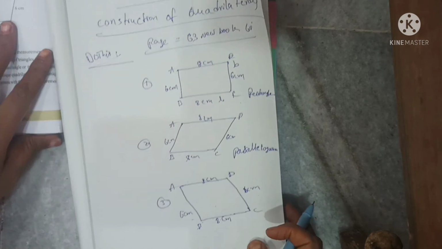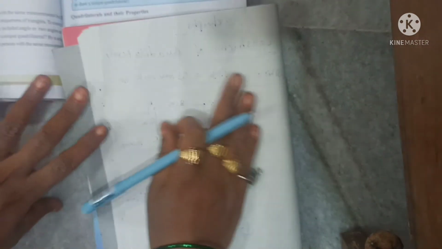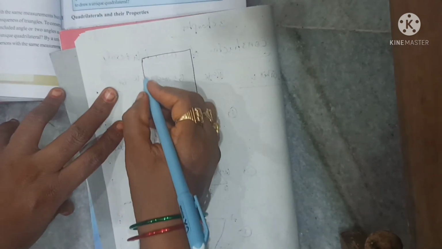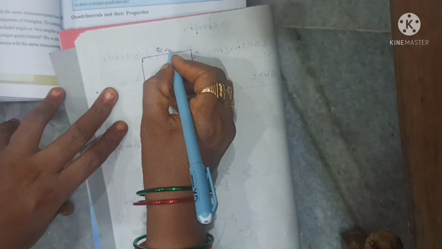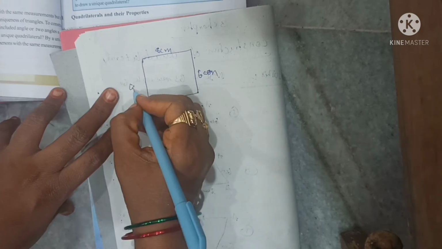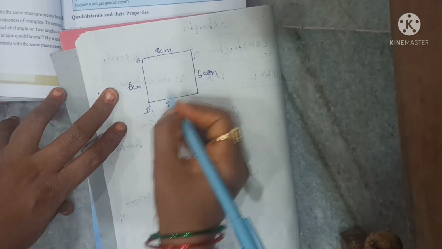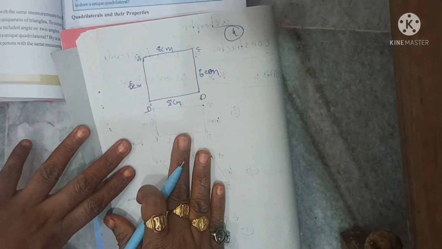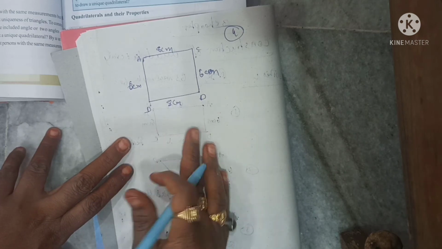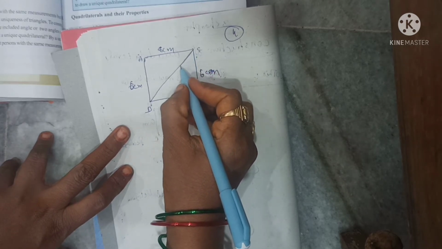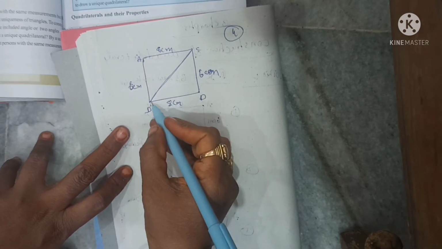Now again push it. Normal shape, the first rectangle shape is displayed again. 6 centimeters, A, B, C, D. This is the fourth figure. Now in the fourth figure, it can change some. From B to C, another stick will be arranged.